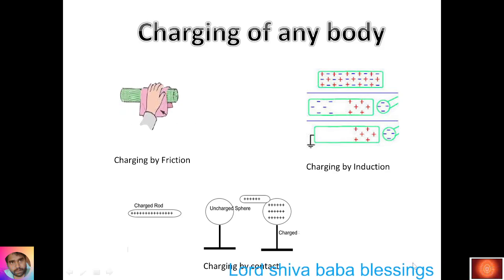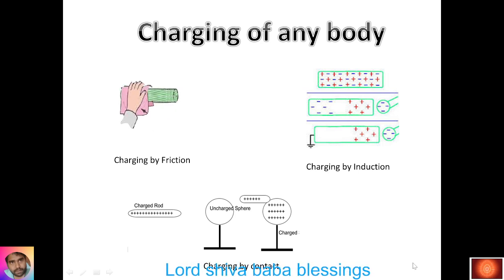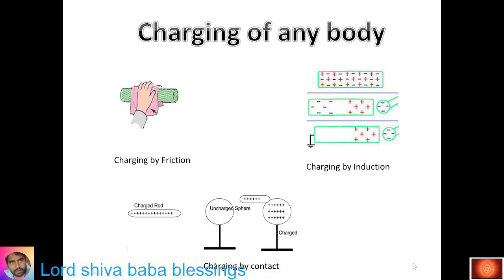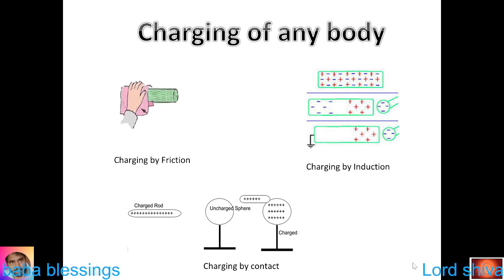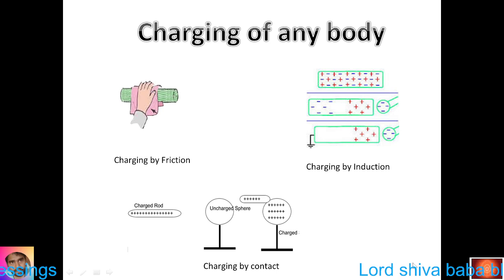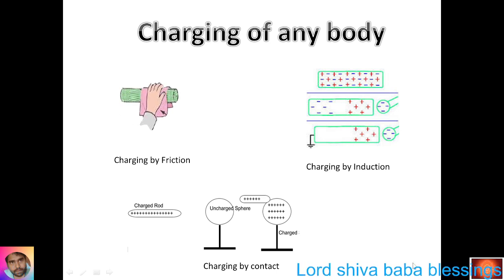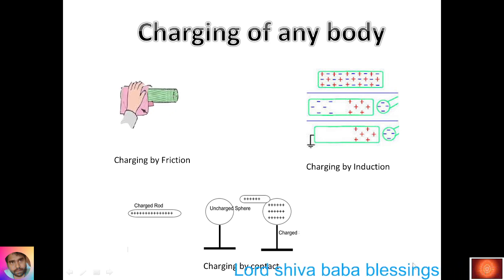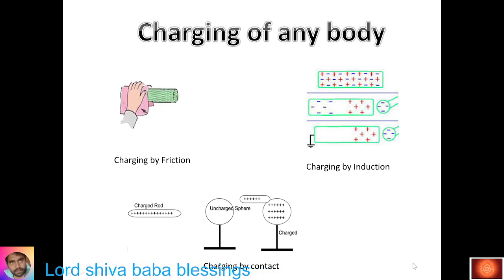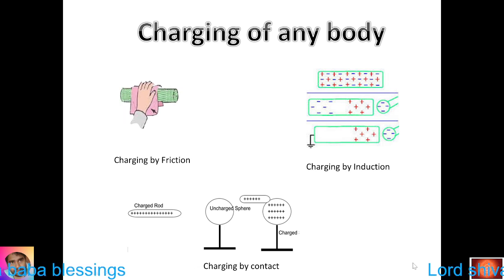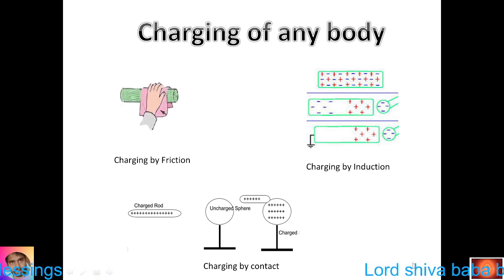Namaste one and all. In the previous video, we came to know what is meant by charge and some of the basic properties of the charge. We came to know that whenever a body is neutral, it can be charged positively or negatively by adding or removing electrons. If we add electrons to a neutral body, it becomes negatively charged. If we remove electrons from a neutral body, it becomes positively charged.